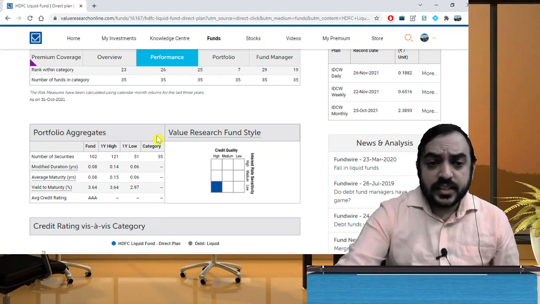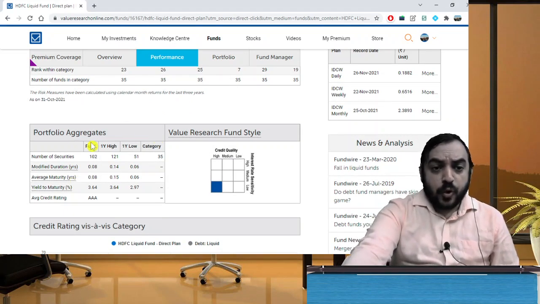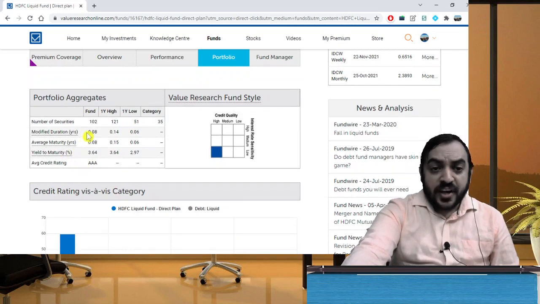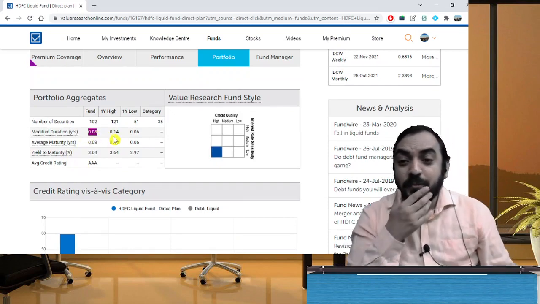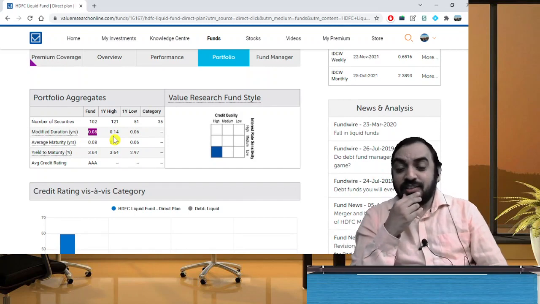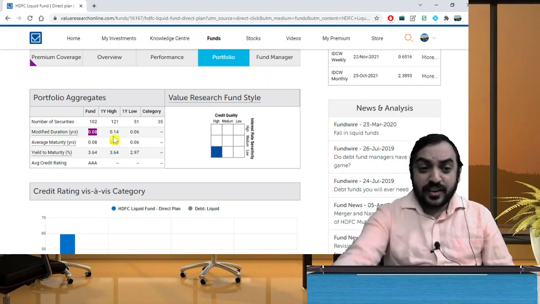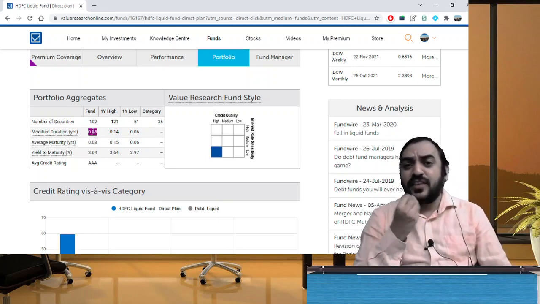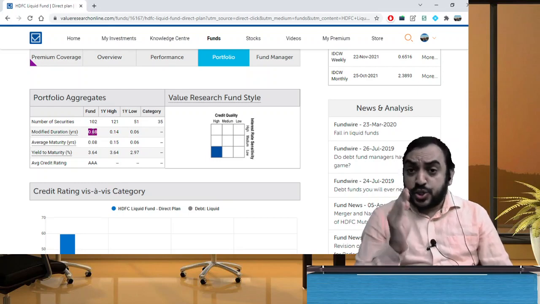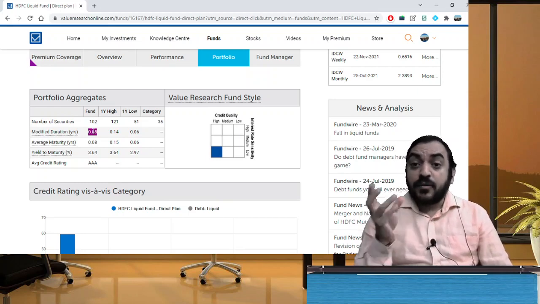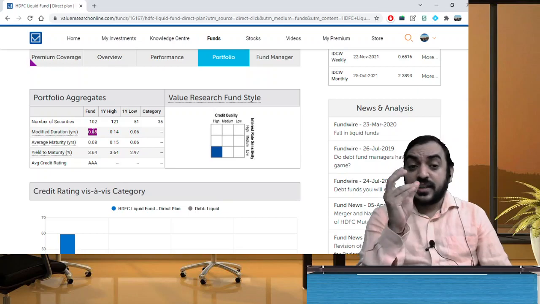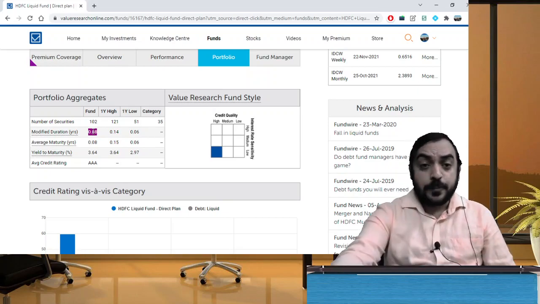Okay, just take a look at this one. Portfolio aggregates, modified duration. Do you remember, my dear friends? Duration is Macaulay duration; modified duration is volatility. Look at this duration: 0.08 means less than 1 year, 0.08 year, very, very short. A liquid fund should invest in instruments having maturity less than 90 days.